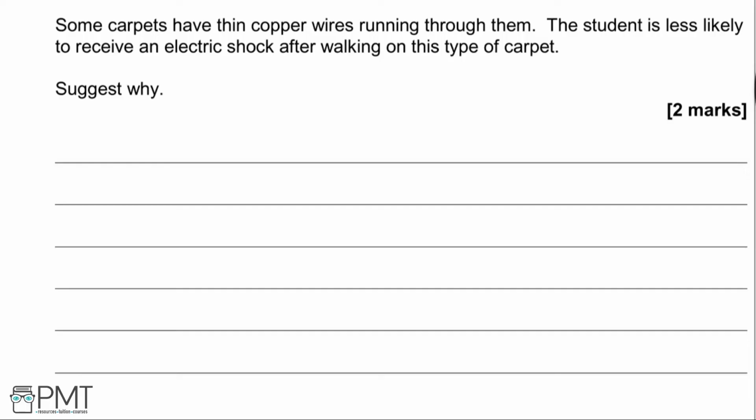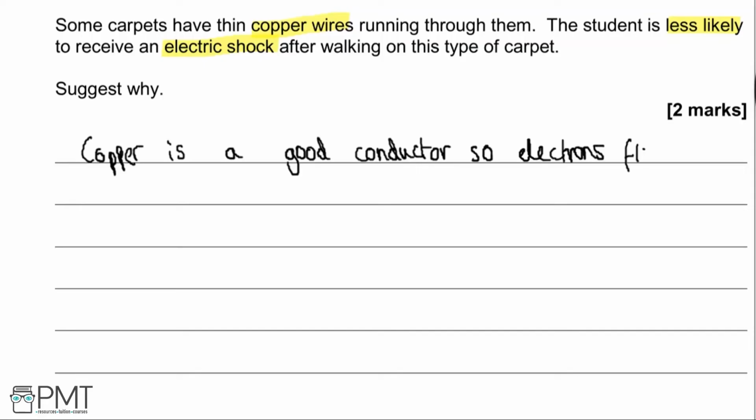Some carpets have thin copper wires running through them. The student is less likely to receive an electric shock after walking on this type of carpet. So, copper is a good conductor. Therefore, what's going to happen is instead of the electrons flowing from the carpet to the student, they're going to flow through the copper wires instead.